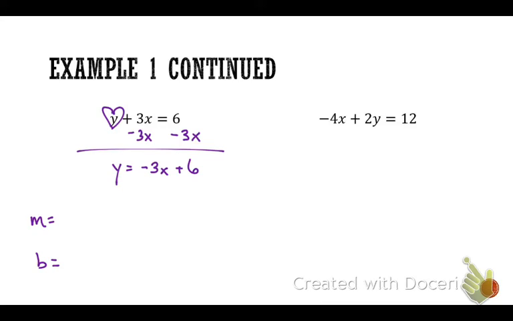All right, Malia, what do you think m equals? 3. Not 3, but negative 3. Or could I say negative 3 over 1? That reminds me that my rise is negative 3, and what's my run? 1. Okay, so we'll look at that when we start graphing them. What does b equal, Mariana? 6.